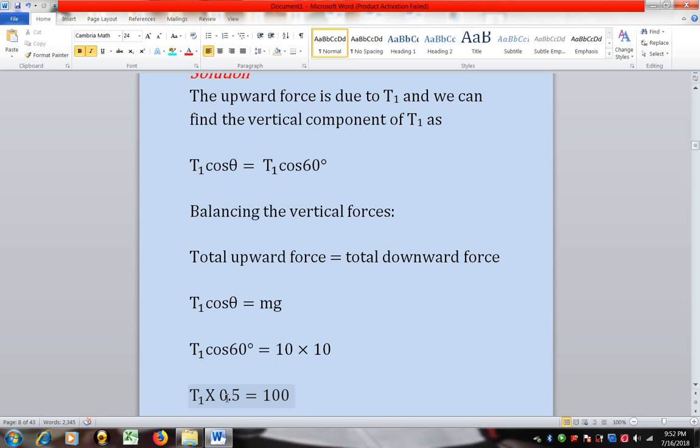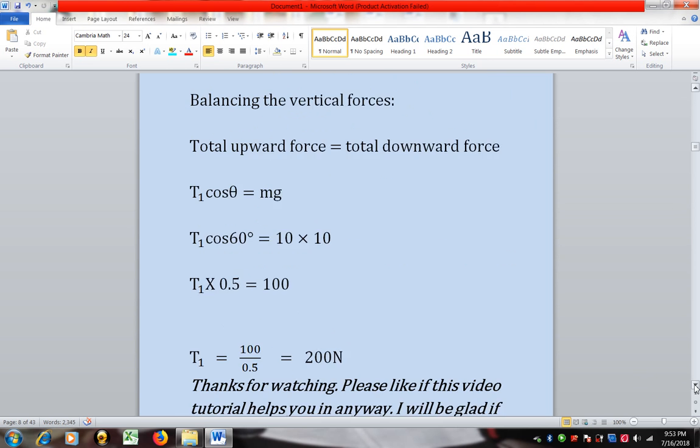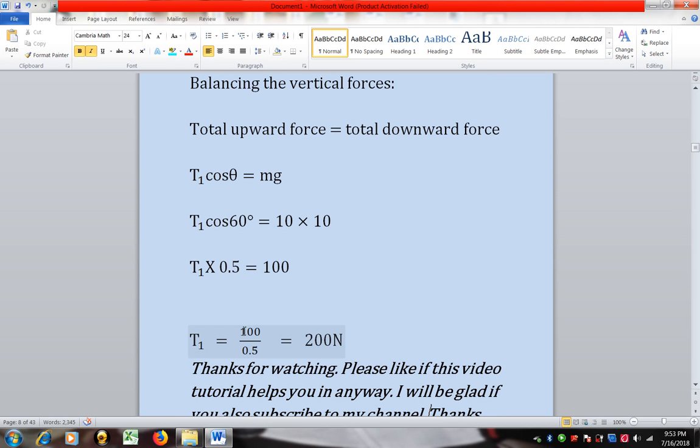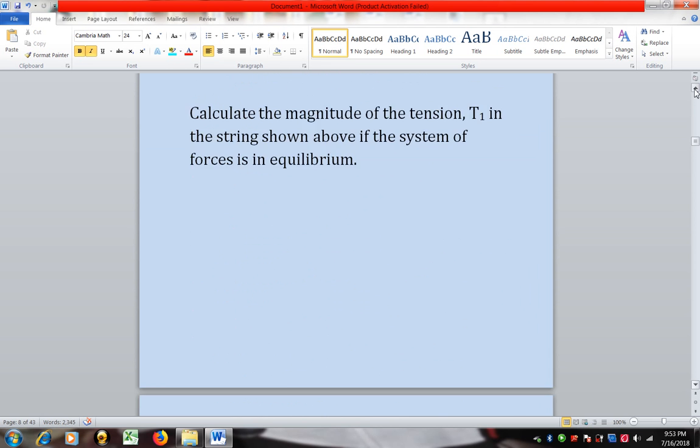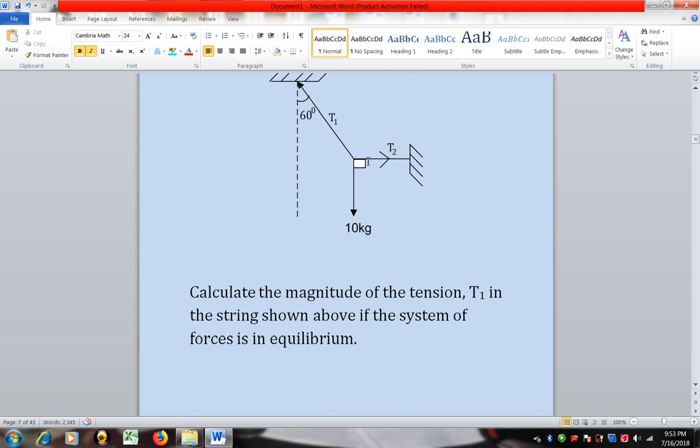Cos 60 degree is what? 0.5. So that means T1 times 0.5 is equal to 100, because 10 times 10 is 100. Divide both sides by 0.5, we have T1 to be 100 over what? Over 0.5. 100 over 0.5 is 200. So T1 therefore is what? 200 Newton. So the actual tension in this string, according to the diagram, this T1 therefore is 200 Newton. That's the actual tension here, 200 Newton.